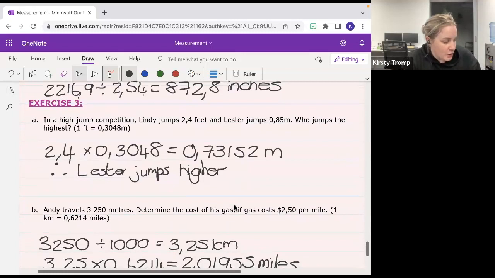Okay, no problem. So if we look at Lindy and Lester, first we took Lindy's feet, 2,4, and we converted it into meters. So we said 2,4 times 0,3048 because we had to convert it into meters. So how much has Lindy jumped? She's jumped 0,73152 meters. Now, if we're comparing 0,73152, which is what she jumped, with Lester, who jumped 0,85, which one is higher, 0,85 or 0,73? Which one's higher?